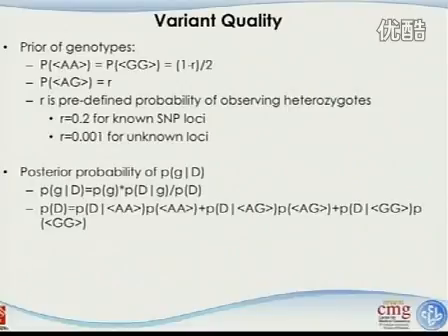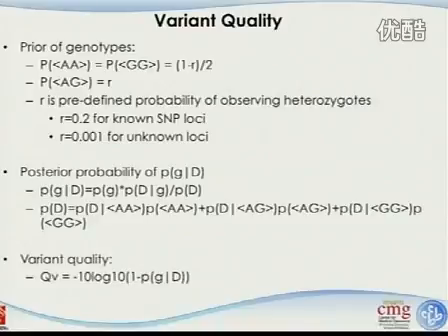So they will calculate something called posterior probabilities, given the reads that we observe, and calculate the probability of each individual genotype. Okay, and actually it's pretty straightforward. And then eventually they will calculate the variant quality, which is still this type of Phred scale evaluation. Does that make sense?